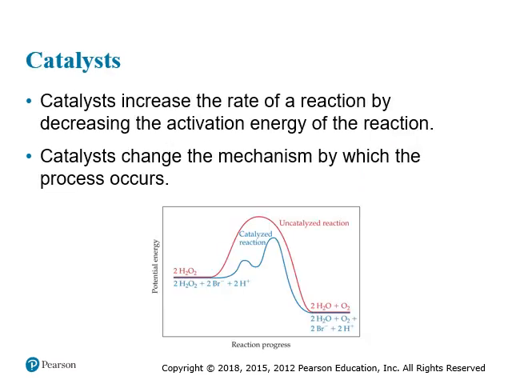A catalyst is a substance that increases the rate of reaction by decreasing the overall activation energy of the reaction. A catalyst will essentially change the mechanism by giving an alternate pathway, an alternate means of getting from reactant to product that involves less energy overall. So it makes the reaction happen more easily.